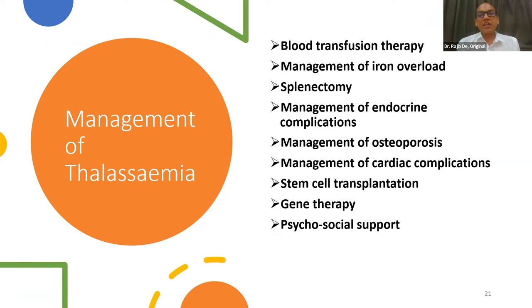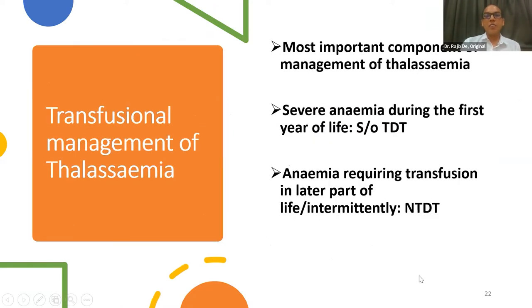So the management of thalassemia is mainly blood transfusion, then iron overload, splenectomy, management of endocrine complications, osteoporosis management, management of cardiac complications, and then as far as the curative aspects, stem cell transplantation and gene therapy, and definitely the psychosocial support. The transfusional management is the most important component of thalassemia management.